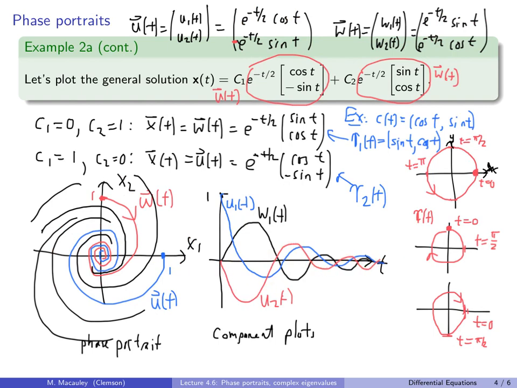I encourage you to try this on your own. I'm missing one of them, I'm missing w2 of t. Try plotting that up here.